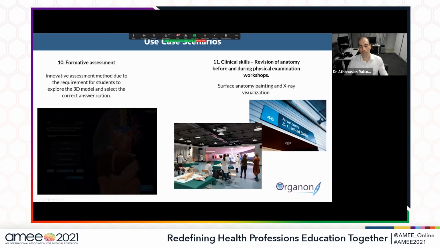Also, 3D Organon can be used as a brush up in anatomy in clinical skills, because clinical skills requires obviously in-depth knowledge of anatomy and surface anatomy knowledge. And it is always useful to deploy a 3D anatomy software during OSCE training for brushing up your anatomy and relationships between structures and so on.